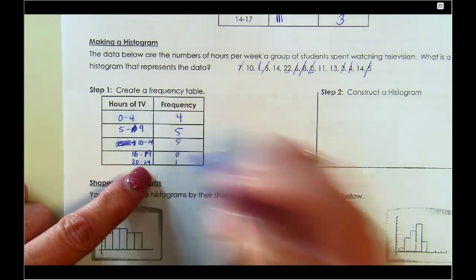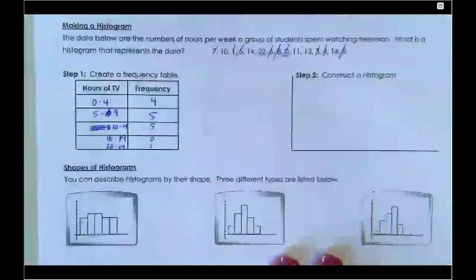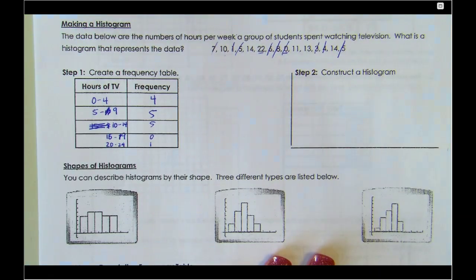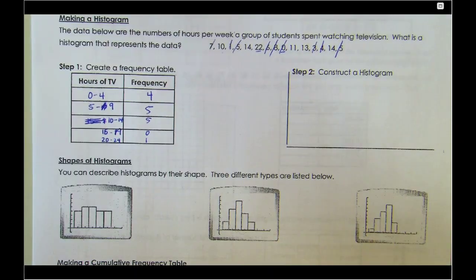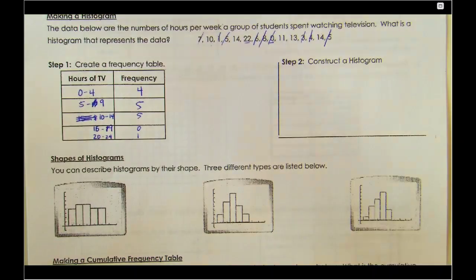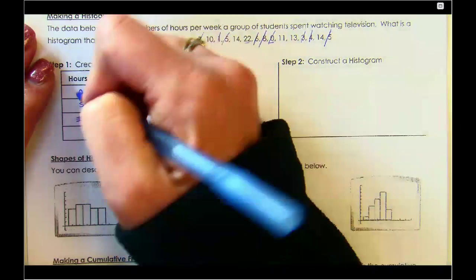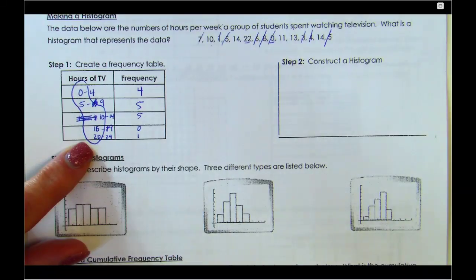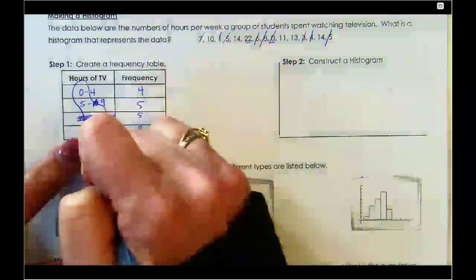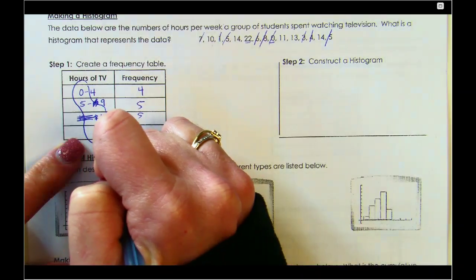Okay. So when we make a histogram, do we have to go in order? Because if there's no 15 to 19, we still have to put that there. Yes. And I'll tell you why in just a second. So when we make a histogram, it's these numbers that become our x-axis labels. So it's the first number in the frequency table that labels the x-axis. So these are your labels.